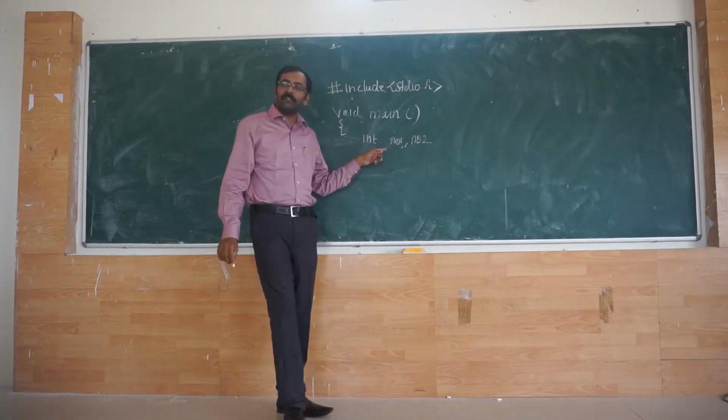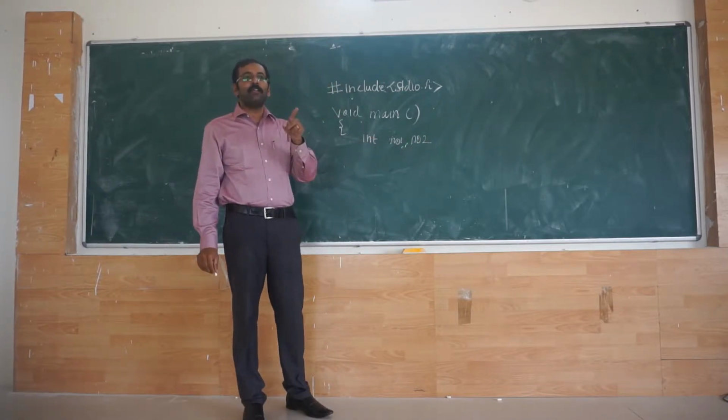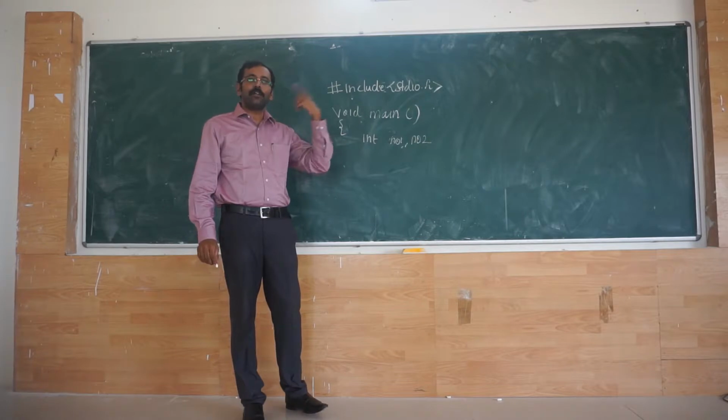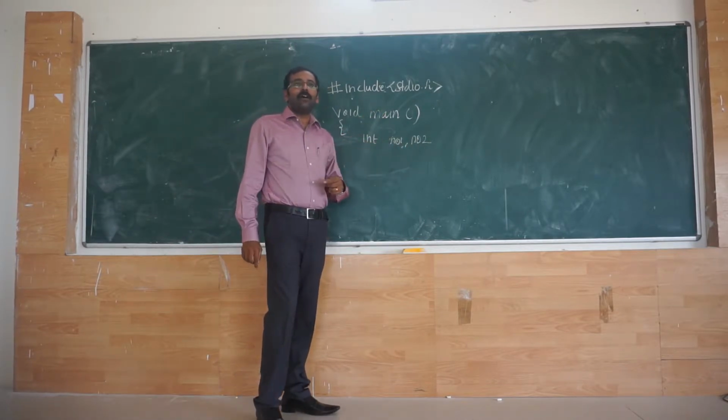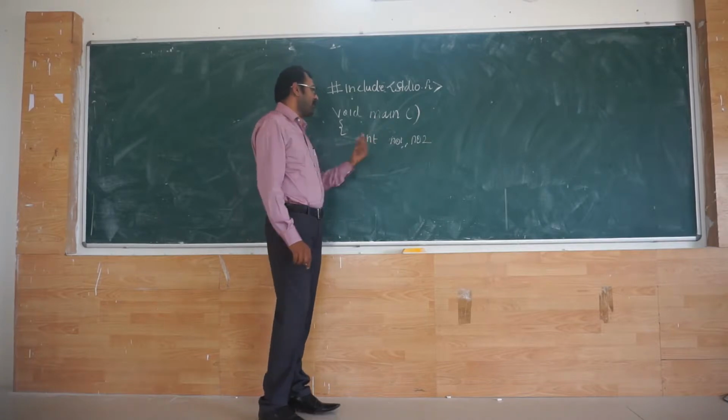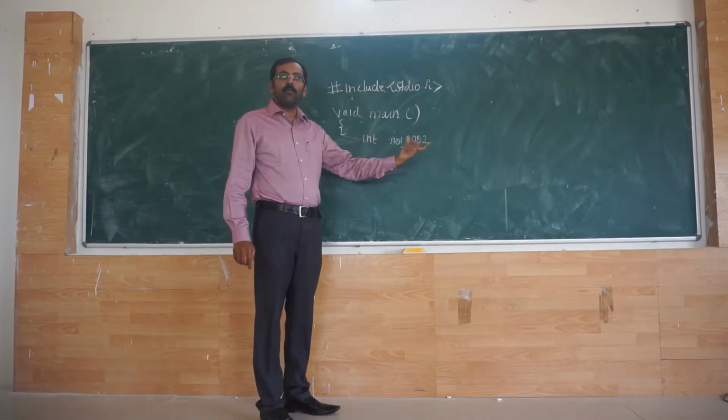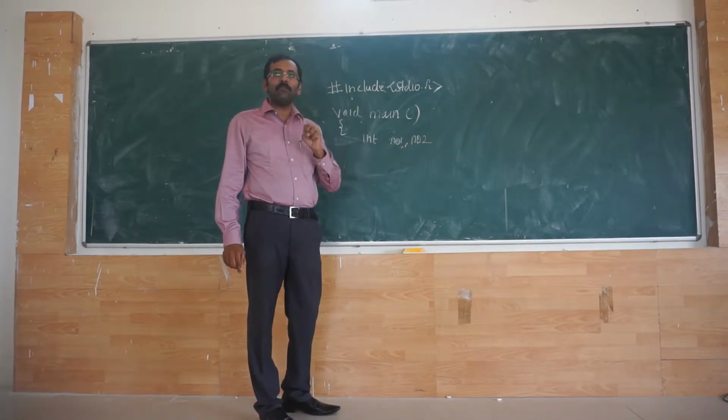If I am not declaring this variable, your C compiler will show an error, right? First I have to tell the compiler I am going to take 2 integers. This is for adding purposes, okay, fine. After declaring the variable, what do we have to do? We have to get the value from the user, right?